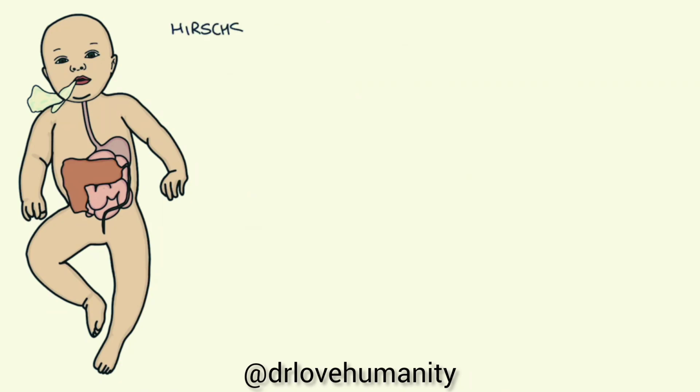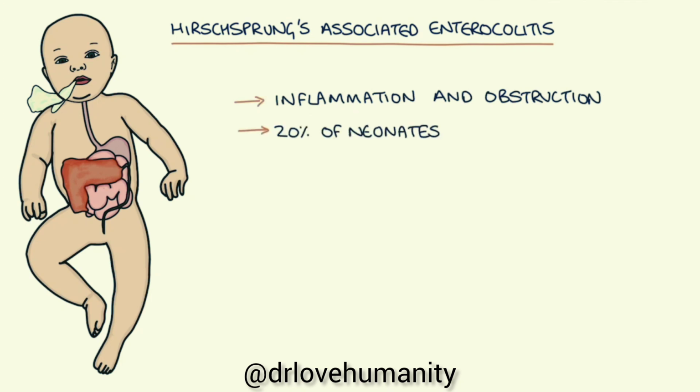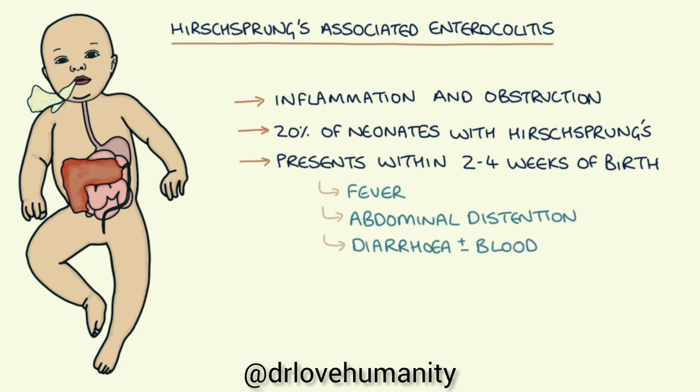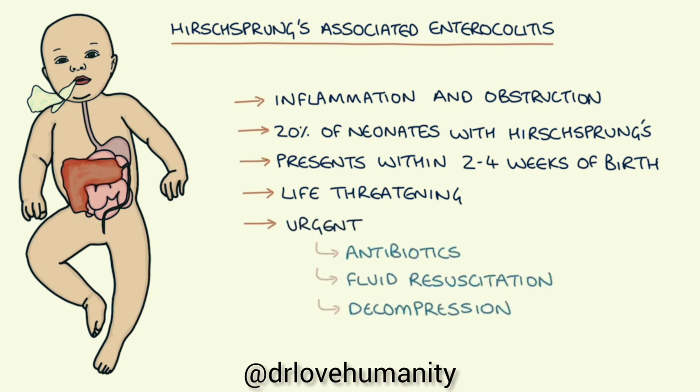There's a condition called Hirschsprung's associated enterocolitis. Hirschsprung's associated enterocolitis is inflammation and obstruction of the intestine occurring in around 20% of neonates with Hirschsprung's disease. It typically presents within 2 to 4 weeks of birth with a fever, abdominal distension, diarrhea, often with blood, and features of sepsis. It's life-threatening and it can lead to toxic megacolon and perforation of the bowel, and it requires urgent antibiotics, fluid resuscitation, and decompression of the obstructed bowel.